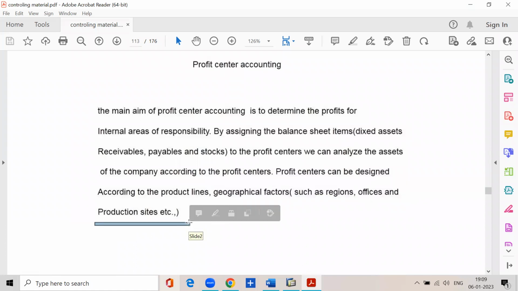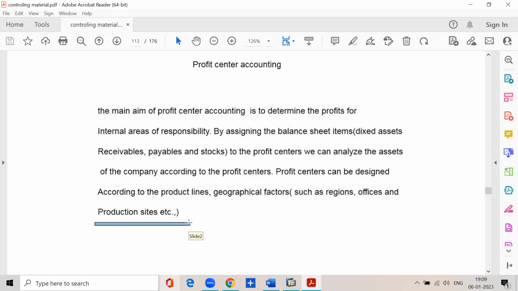For example, ours is a construction company. I'm explaining what production site means. See, ours is a construction company, so we are in Hyderabad. In Kukatpalli, we are constructing some 100 apartments. Then at Dilshuk Nagar, we are constructing another 200 apartments. Then in Lingampalli, again we are constructing some 150 apartments. These are called production sites.